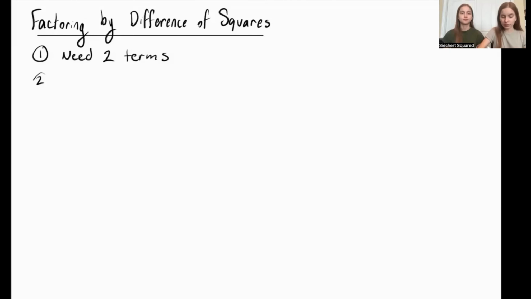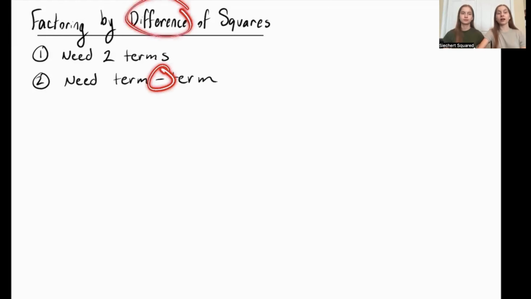Second thing is we can't just have two terms. We need one term minus the other term. If it doesn't have that minus, it's not a difference, which is why we need that. Because it's a difference, you have to have that subtraction. And the last thing we need is that it is a difference of squares. We have the difference right here as our subtraction.